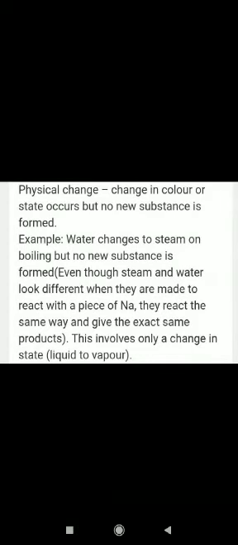Physical change in color or state occurs, but no new substance is formed. Example, water changes to steam on boiling, but no new substance is formed. Even though steam and water look different, when they are made to react with a piece of sodium, they react the same way and give the same product. This involves only a change in state, liquid to vapor.